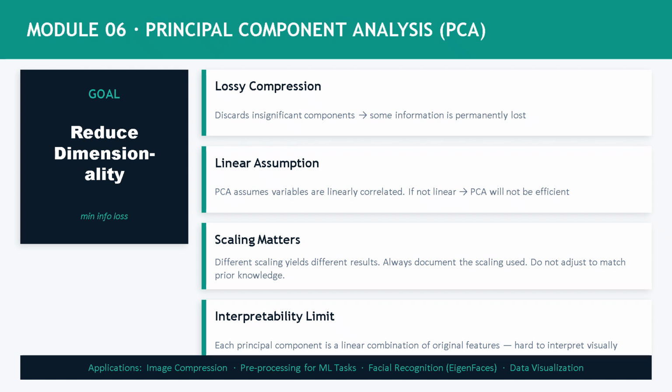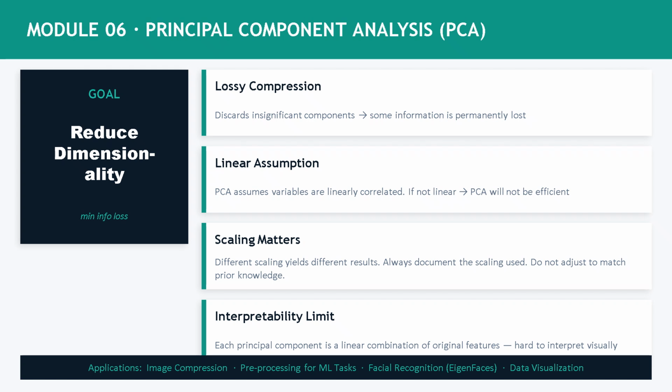It's lossy compression, discarding lower variance components permanently, so it loses some information. That's why it's lossy. So that's the trade-off. It's smaller, faster data at some cost of detail.